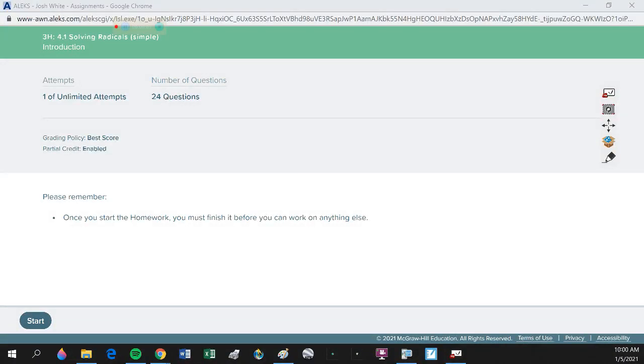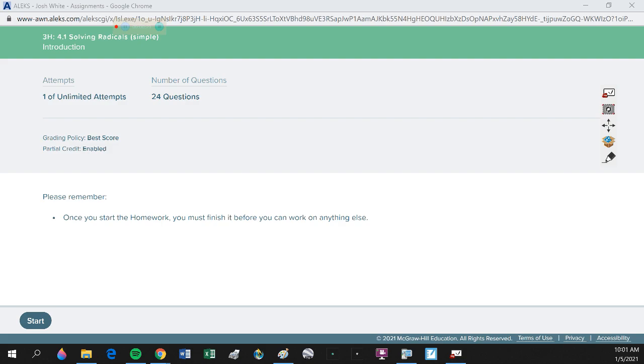We are starting a new chapter, and the first assignment doesn't really fit with the rest of the chapter, but we have to put it somewhere, so we've decided to stick it into this chapter. And we're going to be solving radicals. Radicals are things like square roots, third roots, and the like.